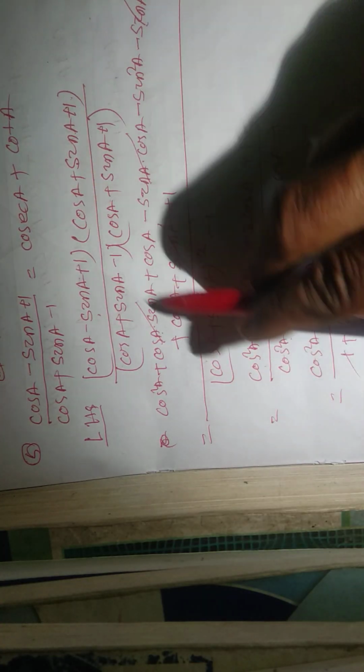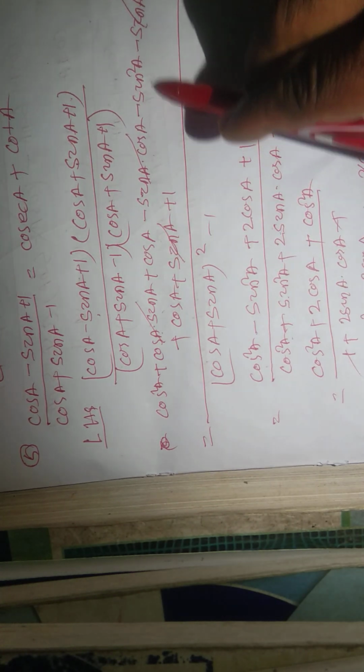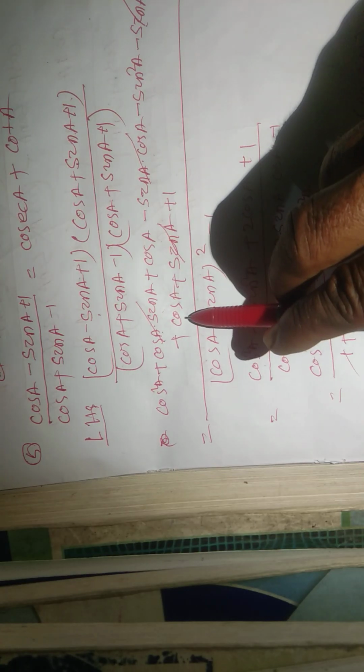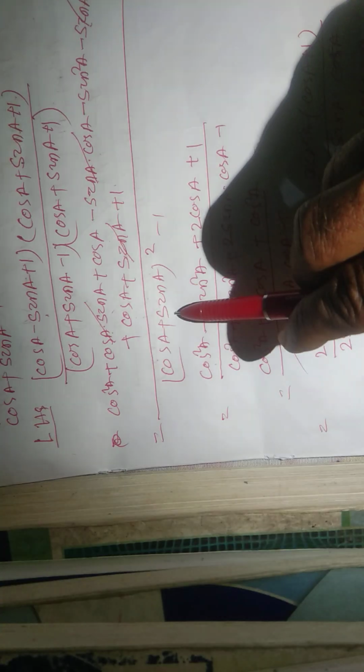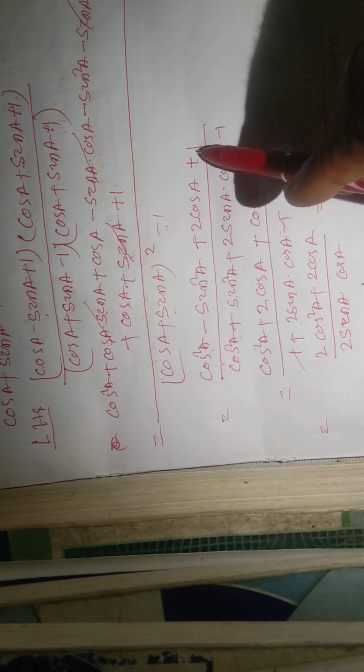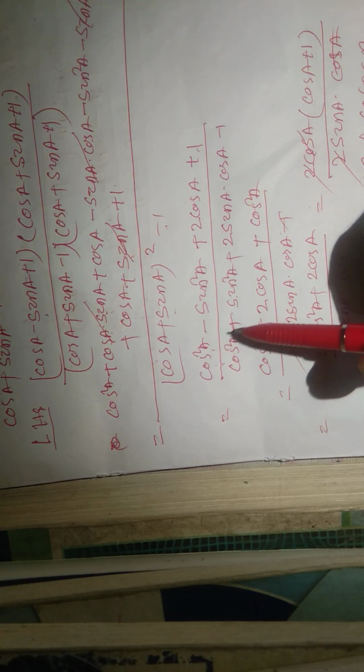So multiply: cos square a plus cos a into sin a plus cos a, minus sin a into cos a minus sin square a minus sin a, plus cos a plus sin a plus 1, divided by cos a plus sin a whole square minus 1, a square minus b square, a plus b whole into a minus b formula. So we get cos square a, cos a sin a, cos a cancelled, minus sin a plus sin a cancelled, cos square a minus sin square a plus 2 cos a plus 1, divided by cos square a plus sin square a plus 2 sin a cos a minus 1.